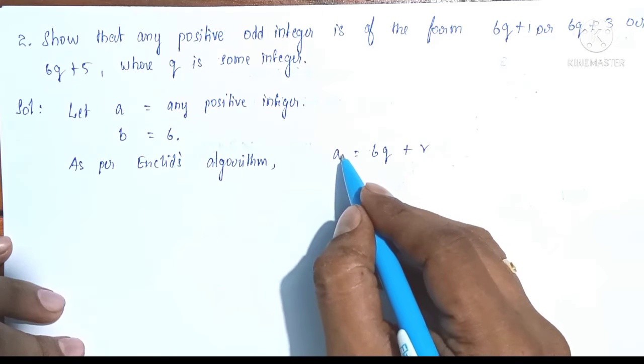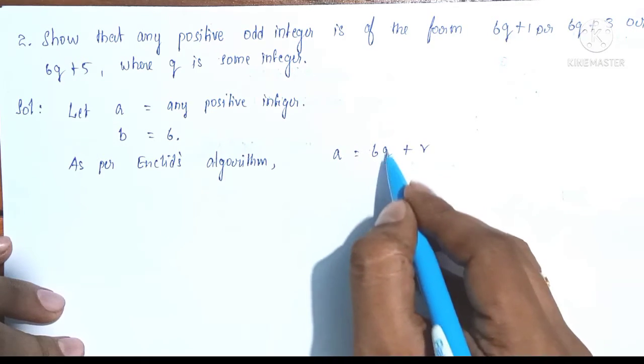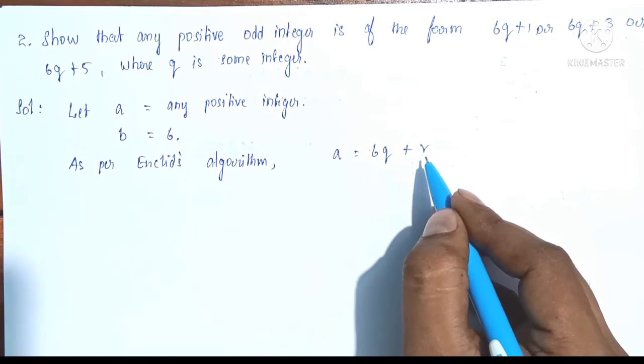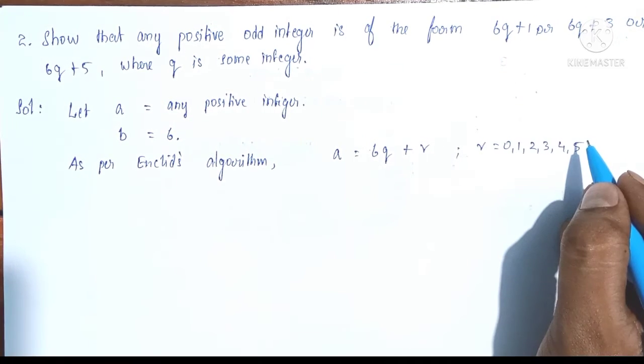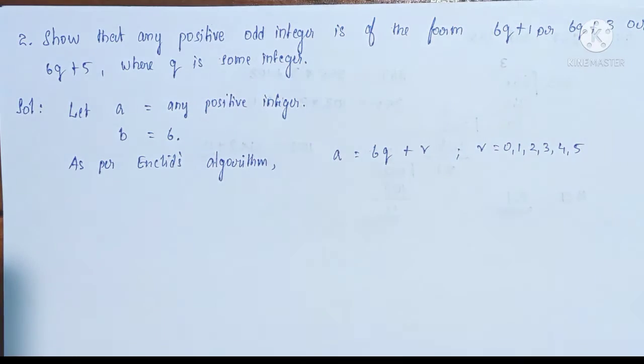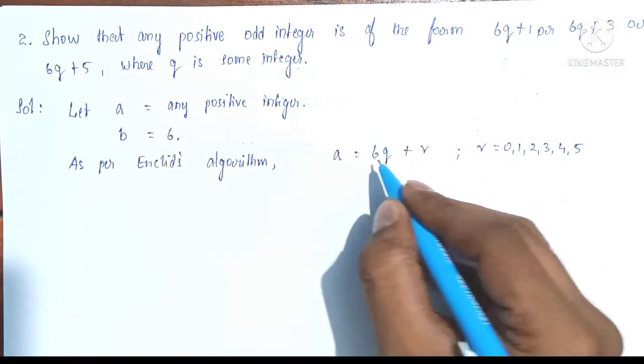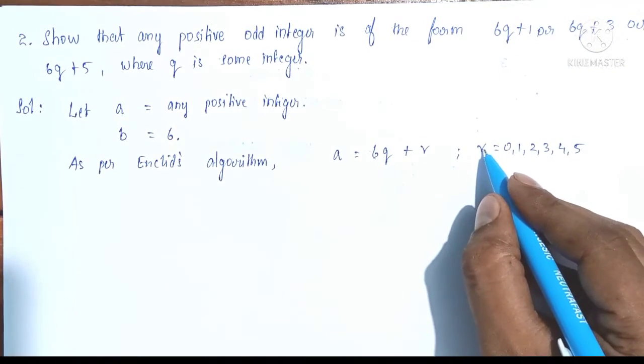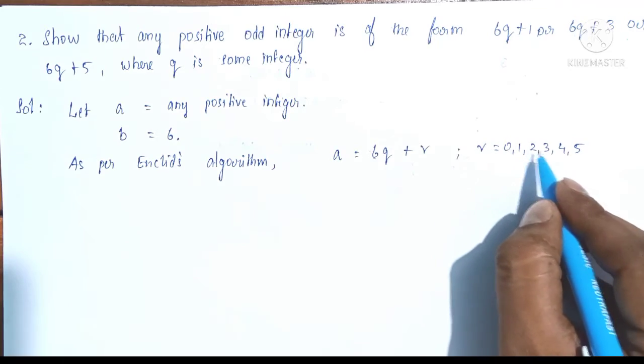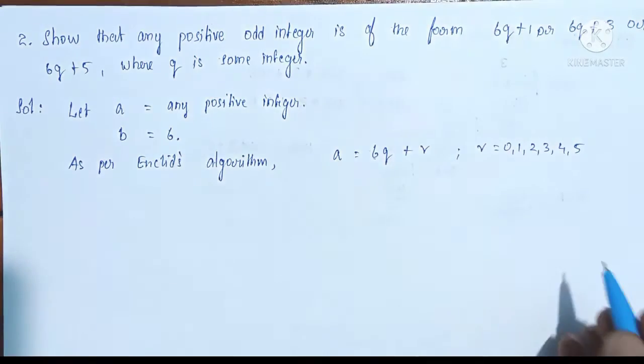Okay, so here we can write a is equal to 6q plus r. Also, the value of r should be greater than or equal to 0 and less than b. So what are the possible values of r? r can be 0, 1, 2, 3, 4, 5.